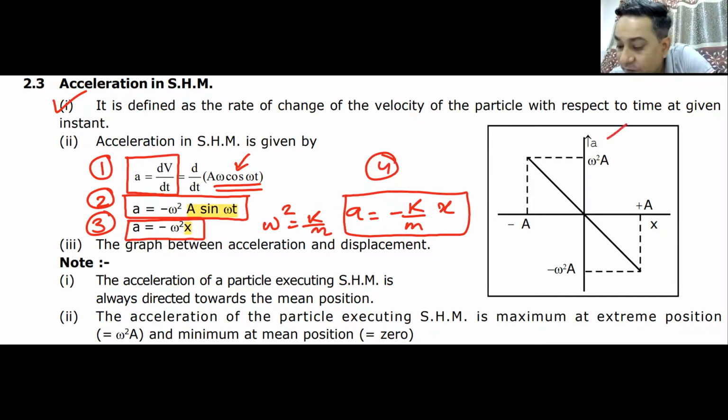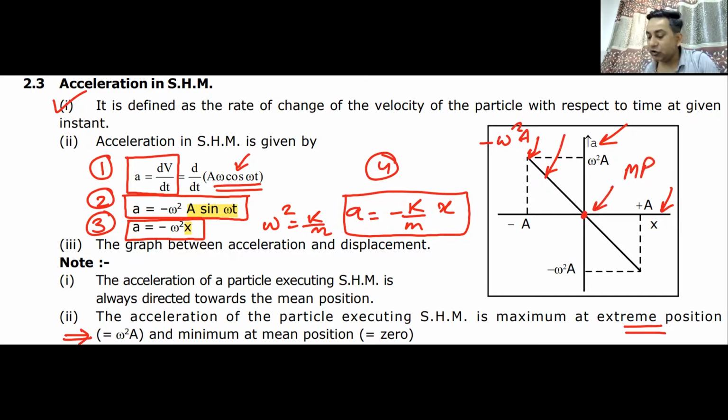If you look at the graph between acceleration and x, it is a straight line graph with a negative slope. So the graph goes like this. As you can see, at the extreme position the acceleration is maximum, and this maximum value is minus omega square a. And at the mean position, the value of acceleration is 0. Do we all understand this?